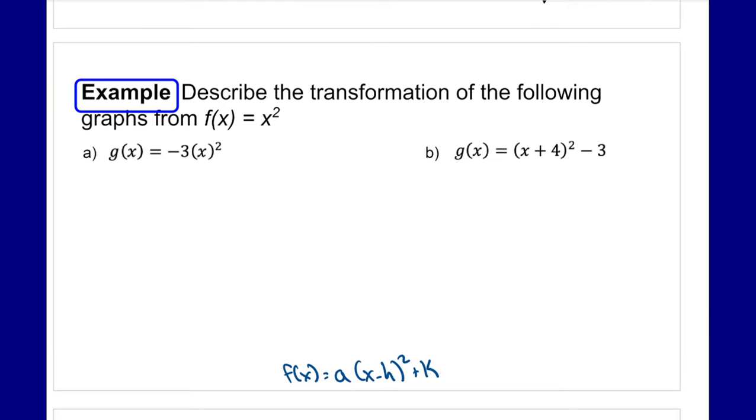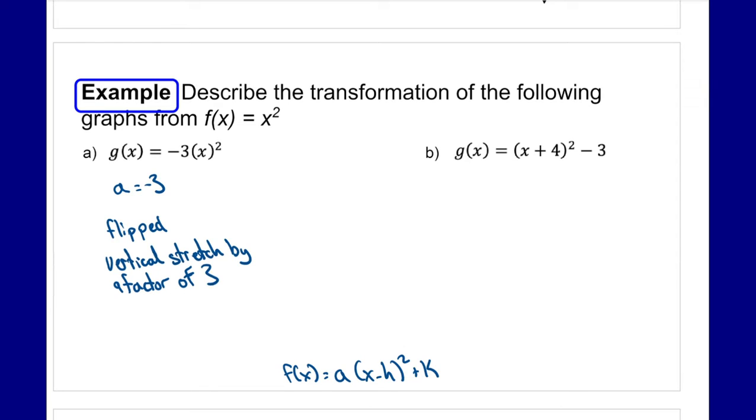In this case, I have an a value of negative 3. That negative 3 is telling me that I'm flipped, or a reflection in the x-axis. But just to keep it simple, it's flipped. And 3 tells me I have a vertical stretch by a factor of 3. So my graph will be flipped and stretched by a factor of 3.